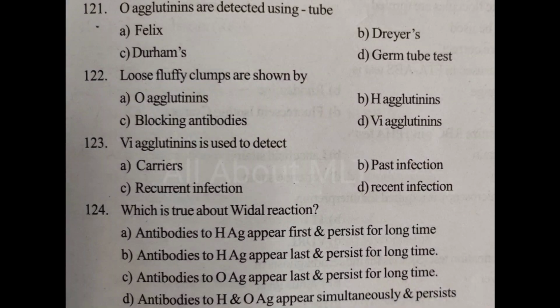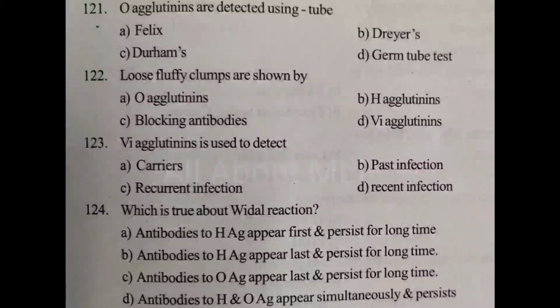Loose fluffy clumps are shown by option A, O agglutinins. Option B, H agglutinins. Option C, blocking antibodies. Option D, VI agglutinins. Answer is option B, H agglutinins.